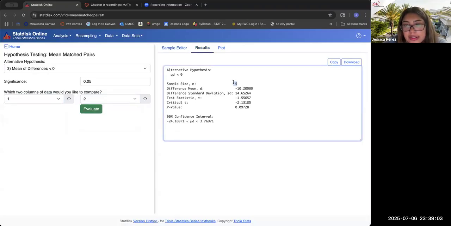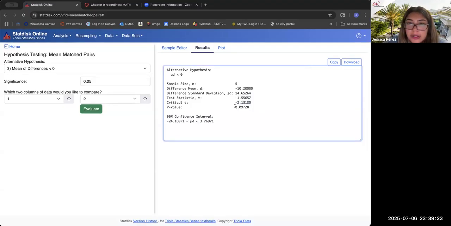It's going to tell you this, the alternative hypothesis. There's the D. There's the standard deviation. There's your test statistic. There's your critical t-value, your p-value, and your confidence. This is everything that you need. I'm not going to ask you to do it by hand. You will be able to use StatDisk, and I would want you to.